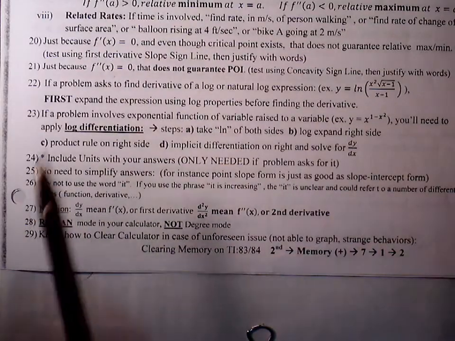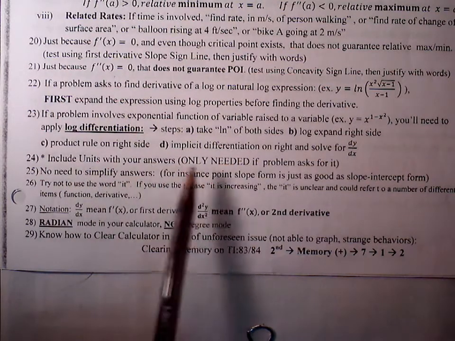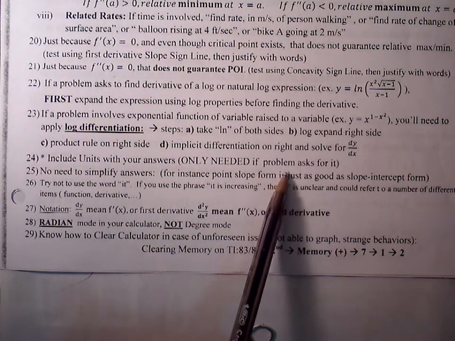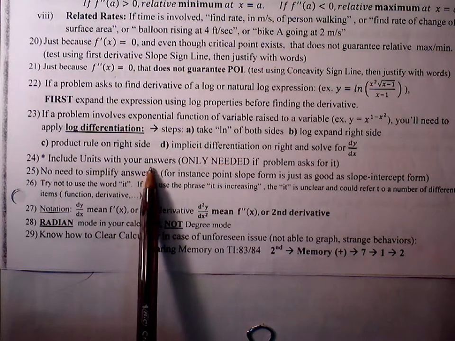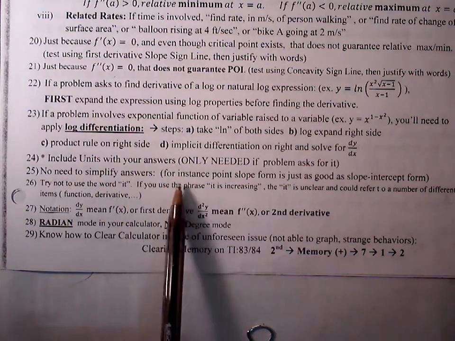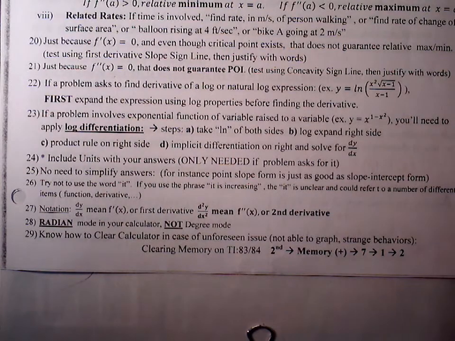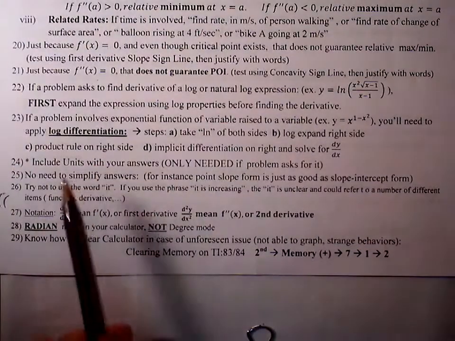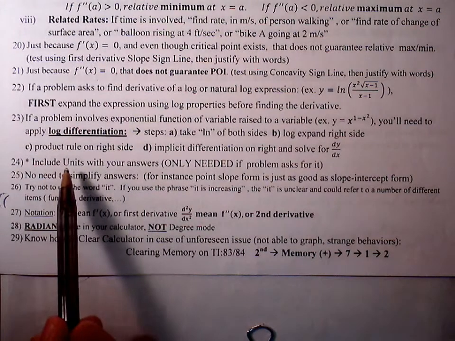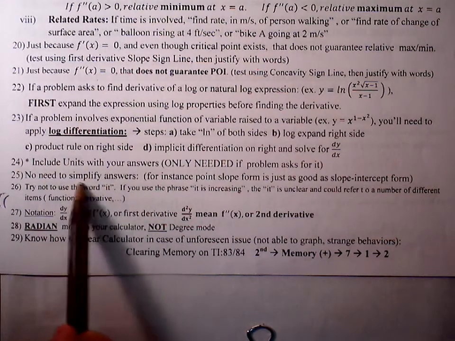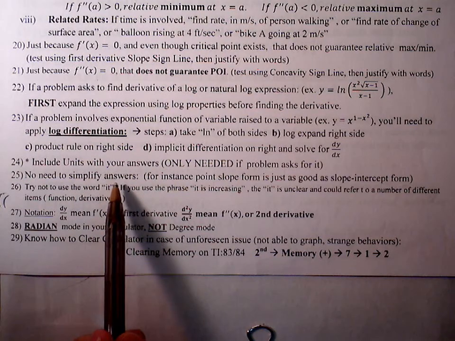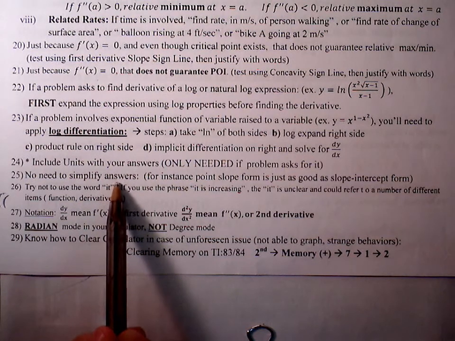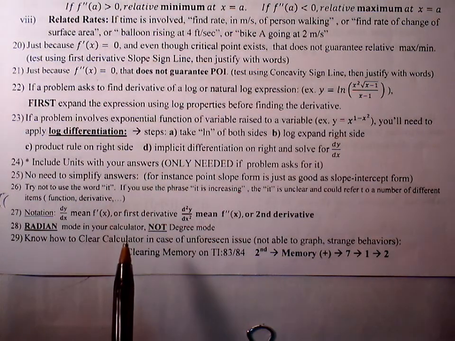All right, a couple of final items here. Include units with your answer if the problem is asking for it. It's not wrong if you always include units; that's fine as well. No need to simplify answers. For instance, point-slope form is just as good as slope-intercept form. And that also goes for problems on the free response portion: there's no need to simplify answers. If you have a messy answer and numerically it's the same as a simplified form, leave it in that form, and you'll get full credit assuming the work is right.